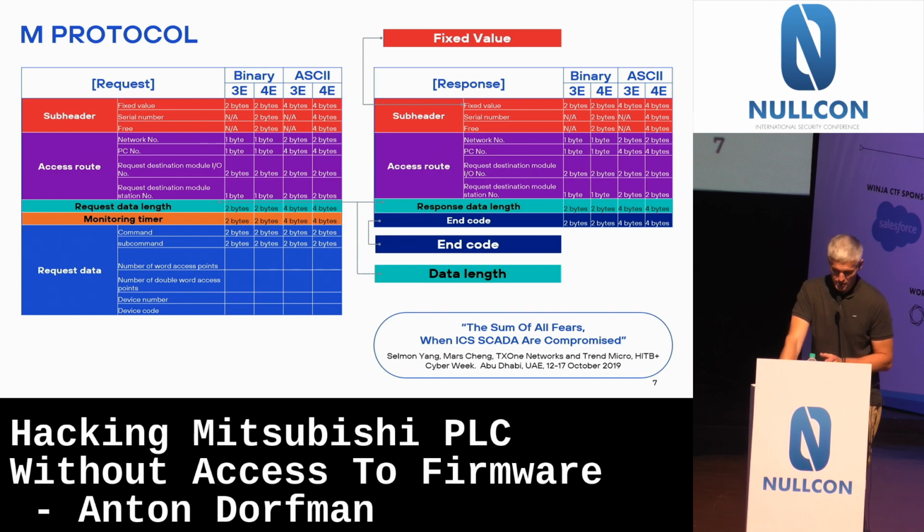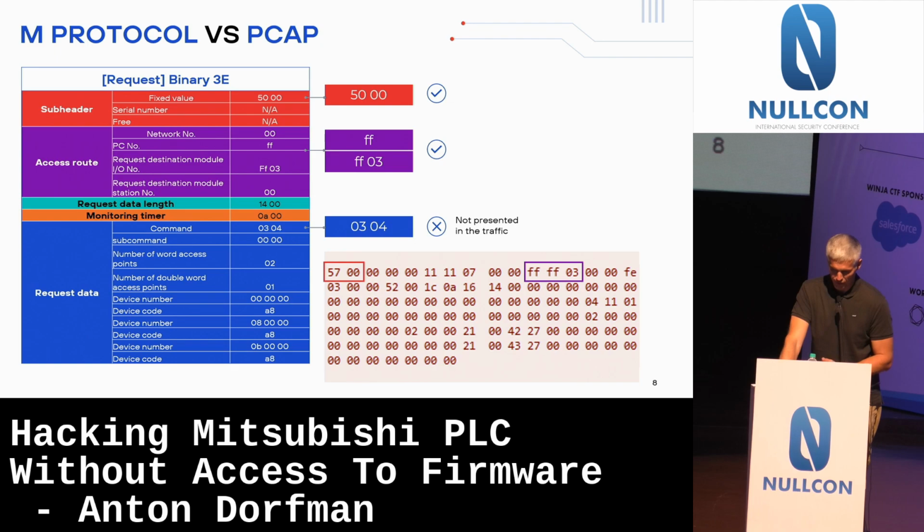So let's dig deeper. Maybe it's our protocol. And we decided to compare it with our traffic. And you can see that the first fixed bytes matched, but they have a little difference between them. Also, FF03 you can see in both cases, but the command code 0304 we didn't find in the traffic. So it's not our protocol.